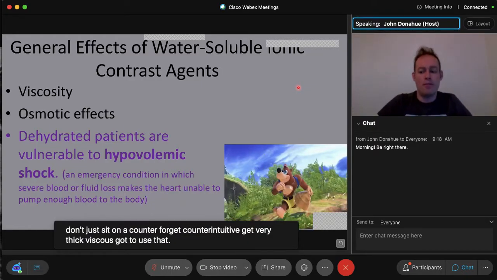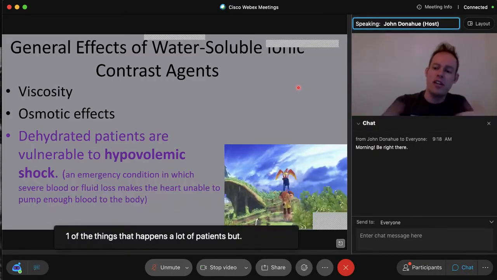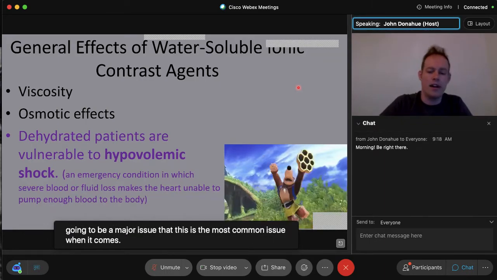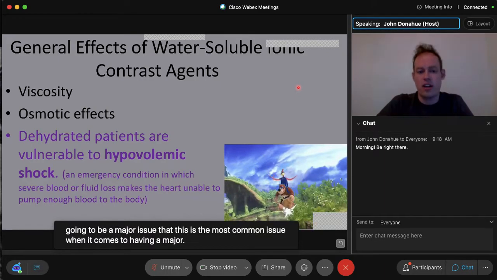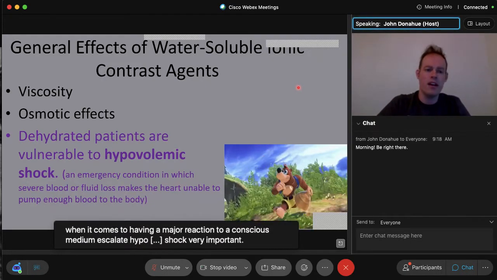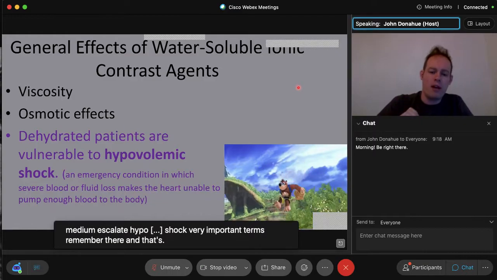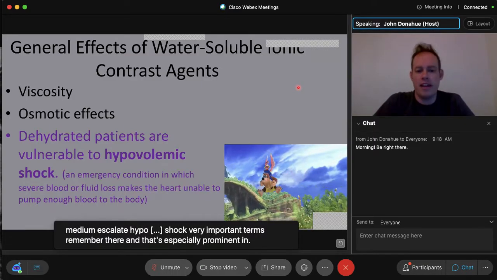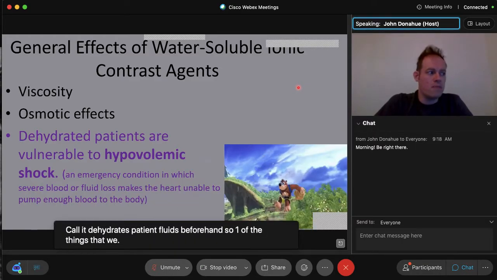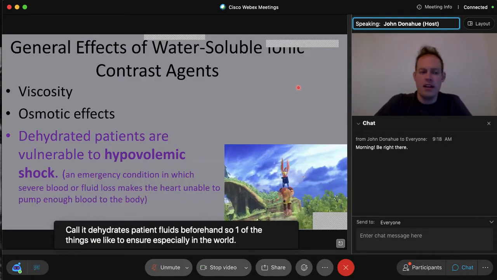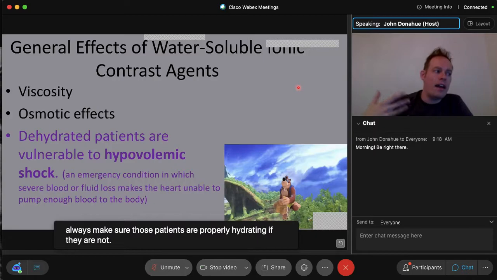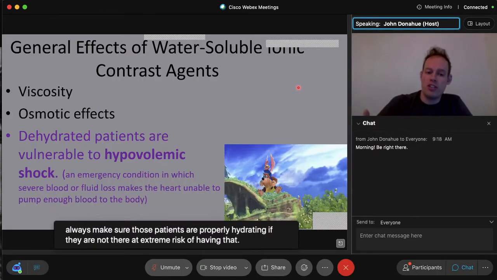Now, one of the things that will happen to a lot of patients if there's going to be a major issue, in fact, this is the most common issue when it comes to having a major reaction to a contrast medium, is hypovolemic shock. Very important term to remember there. And that's especially prominent in what we call a dehydrated patient. They haven't had enough fluids beforehand. So one of the things that we like to ensure, especially in the world of CT and MRI, is we always want to make sure those patients are properly hydrated. If they are not, they are at an extreme risk of having that hypovolemic shock.